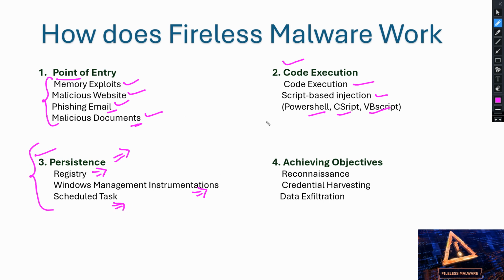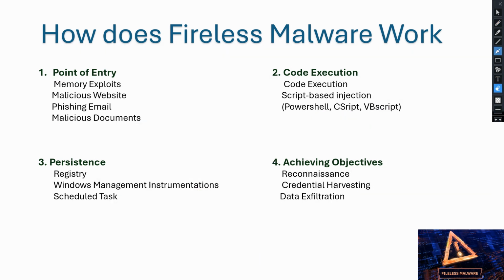Then the fourth part is achieving objectives. In achieving objectives, we have reconnaissance, credential harvesting, and data exfiltration. Okay, reconnaissance, I hope you all are aware. Credential harvesting is to fetch the credentials, and then data exfiltration. Okay, these are the objectives of the hacker. So this is all about how fileless malware actually works.